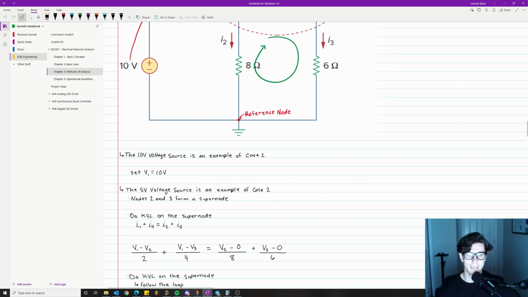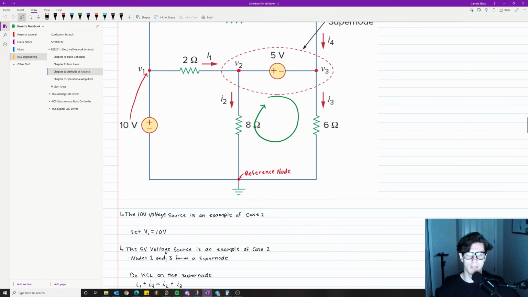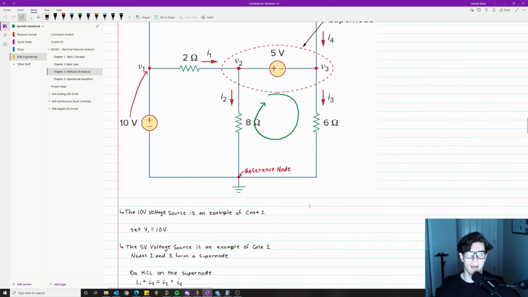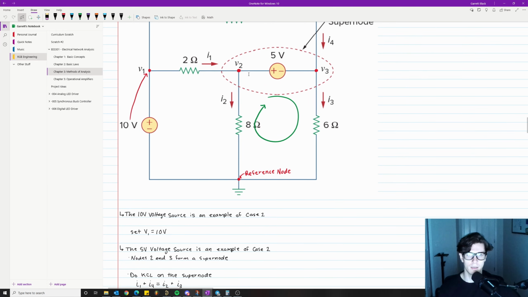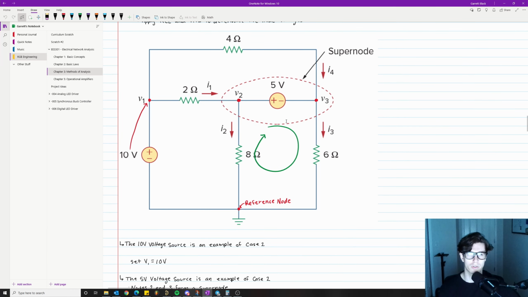We're going to do KCL on the super node. Okay, so what does KCL on the super node look like? That looks like, so we have I1 going into the super node, and then we have I4 going into the super node, right? So you see how we have a circle around here. What we're doing is taking these 2 nodes, V3 and V2, and squishing them together, right?